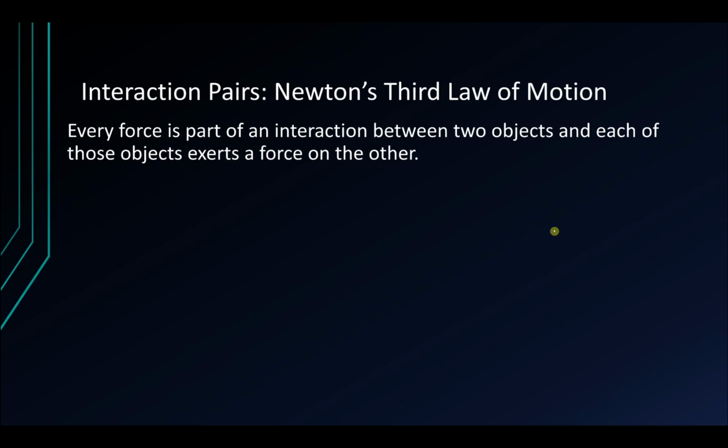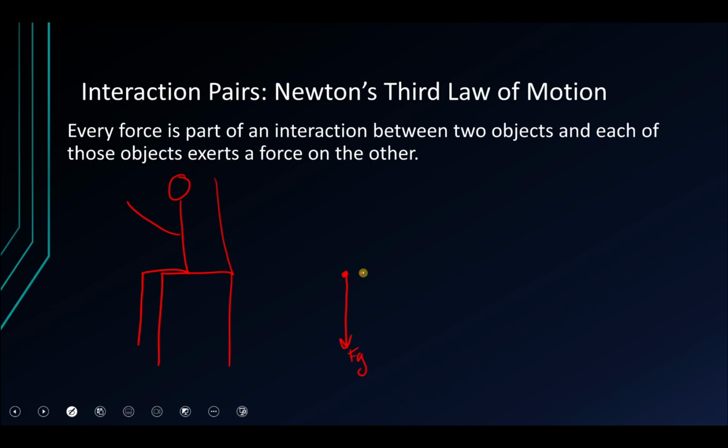So we can imagine, how do I want to draw this? This is a chair, and I am sitting, or you are sitting in this chair, right? You are acting on the chair with the force of gravity, right? And the chair is acting on you with a normal force, right? So there's this balance between you and the other object, or two objects acting upon each other.